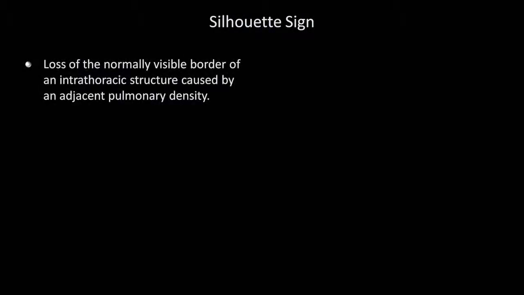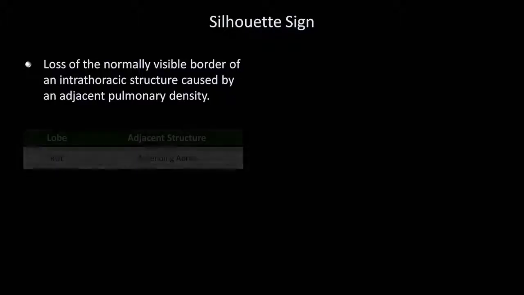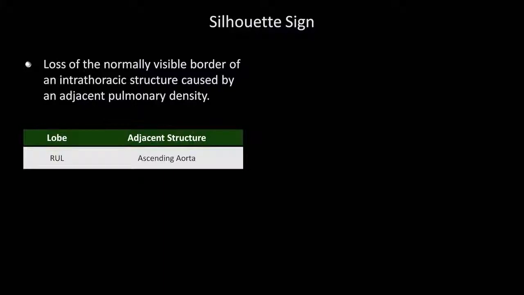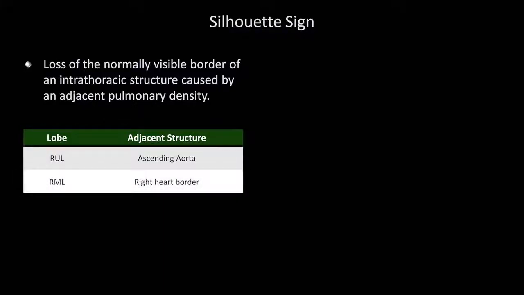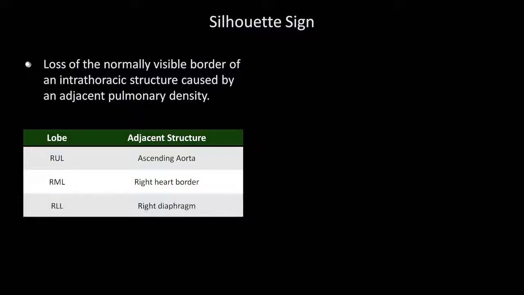When identifying and localizing an opacity, there are 2 helpful radiographic signs. The first is called the silhouette sign, in which there is a loss of the normally visible border of an intrathoracic structure caused by an adjacent pulmonary density. For example, a density in the right upper lobe can obscure the border of the ascending aorta. A right middle lobe opacity can obscure the right heart border. The right lower lobe obscures the right diaphragm.